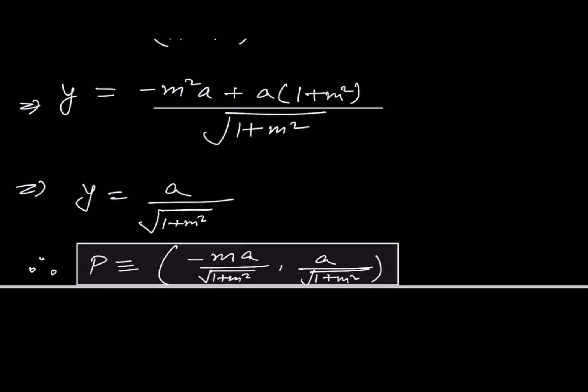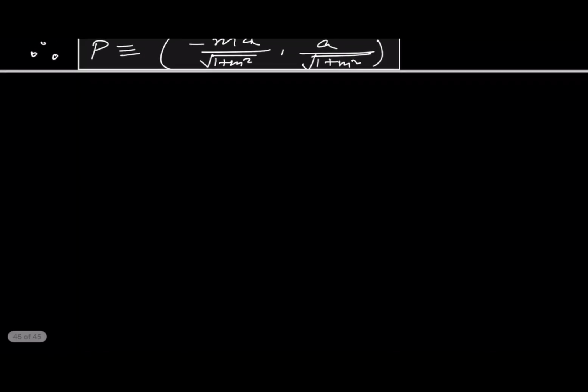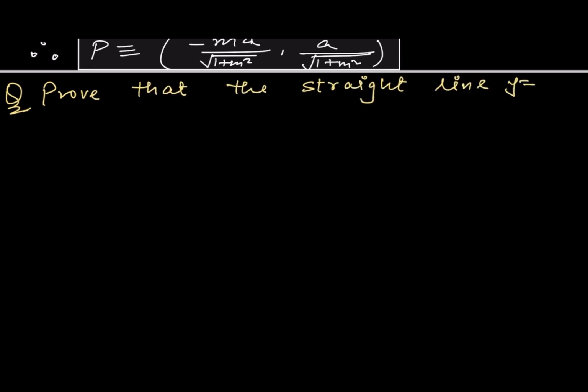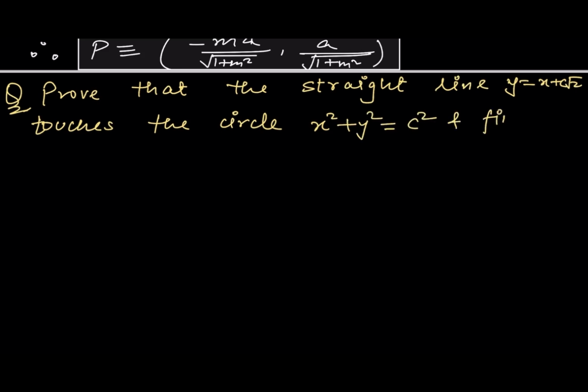Okay, now let us take a question. Prove that the straight line y is equal to x plus c root 2 touches the circle x square plus y square is equal to c square, and find its point of contact. So students, we need to find the point of contact also, and first of all we have to prove that this straight line is touching this given circle.